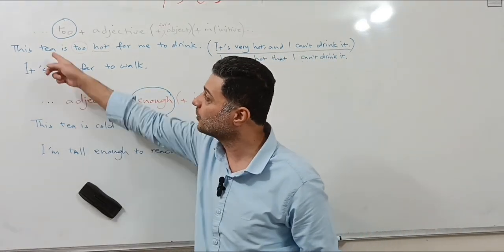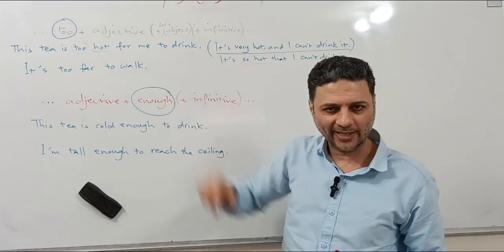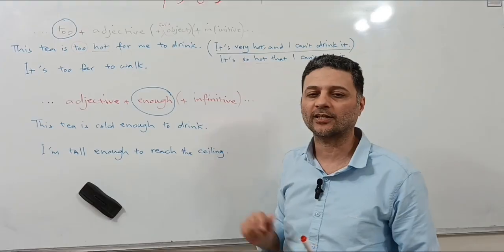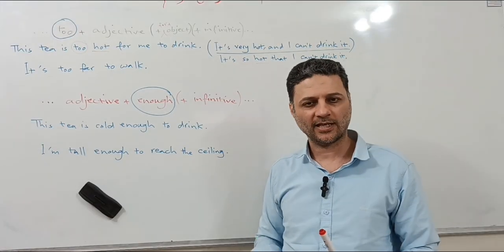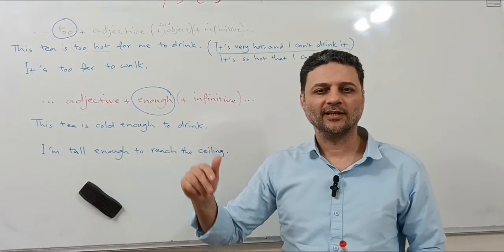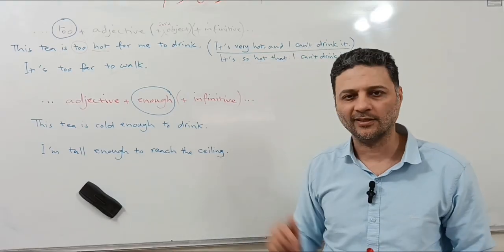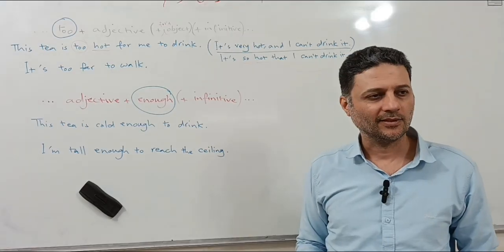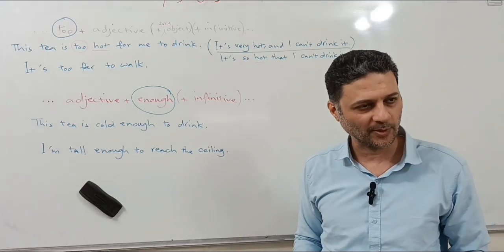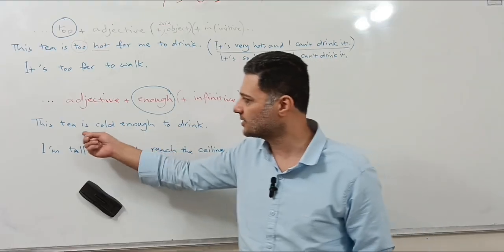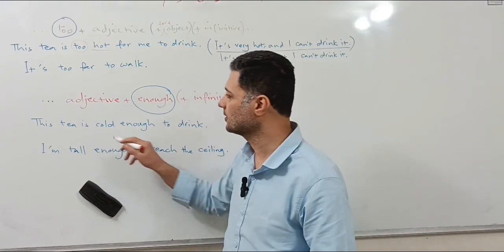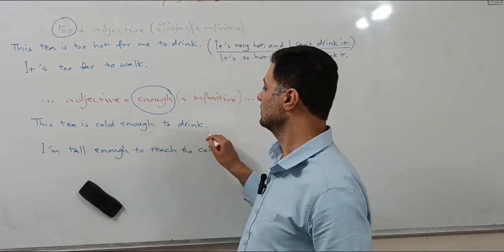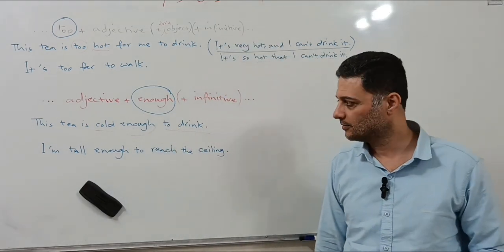So my example with the same idea, the tea: this tea is cold enough to drink. Because you let the tea sit there on the table or on the desk, and after a while, it's becoming cold enough for you to drink. So this tea is cold enough. Cold is the adjective, then enough, then the infinitive. Cold enough to drink.